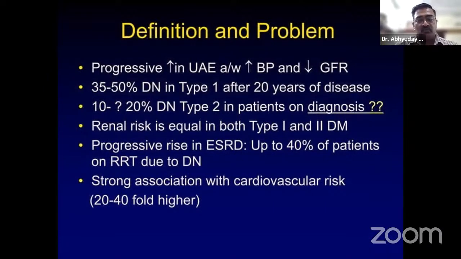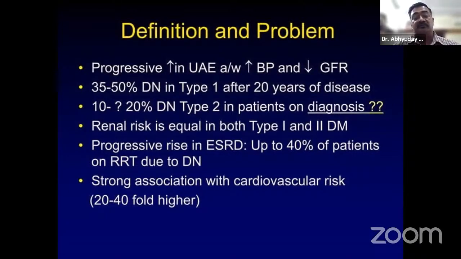Why? Because in type 1, most of the time we know when it started, but in type 2 diabetes, going by the pathophysiology, the problem with impaired glucose tolerance and impaired fasting glucose has started years before the diagnosis, which can increase the chances of various complications even before the diagnosis of full-blown type 2 diabetes. And renal risk is equal in both type 1 and type 2 diabetes. It basically depends on how well the blood sugar levels and the comorbidities are controlled. And a progressive rise is seen once the patient develops albuminuria and reduction in GFR.